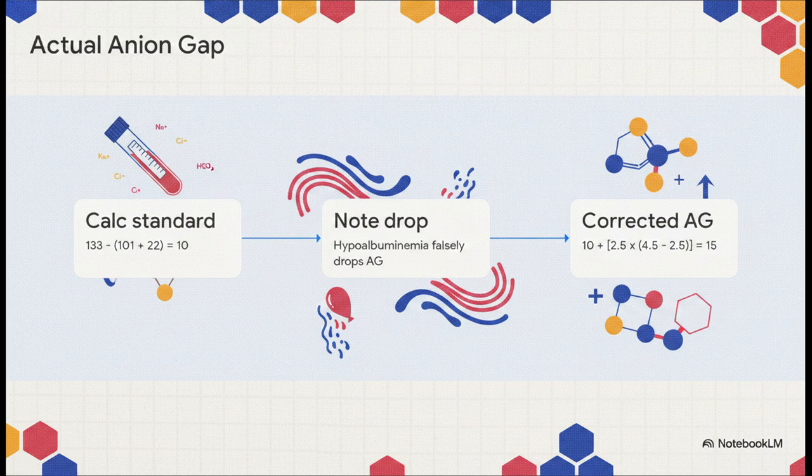Why? Because a normal gap is primarily driven by the negative charge on serum albumin. So we have to apply the corrected anion gap formula. We take that baseline of 10 and add 2.5 times the difference between a normal albumin of 4.5 and our patient's 2.5. This correction safely bumps our actual clinical gap right up to 15.